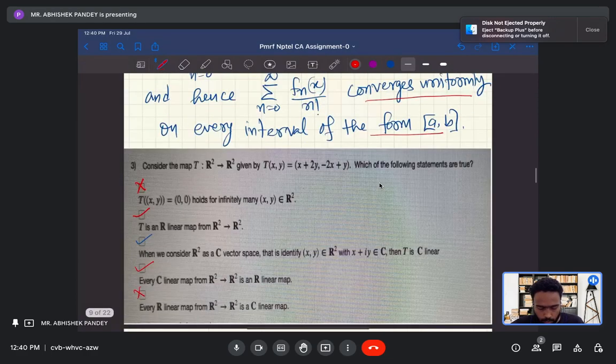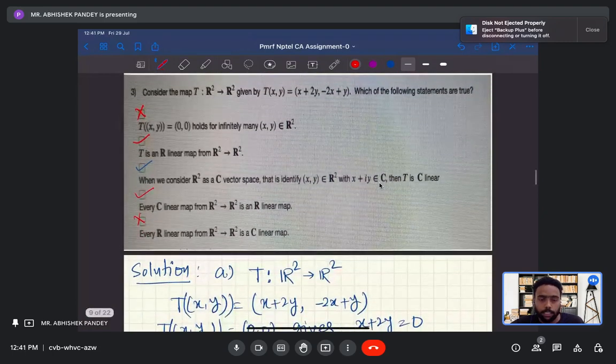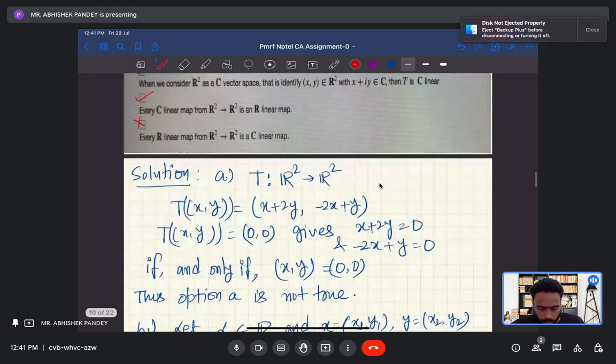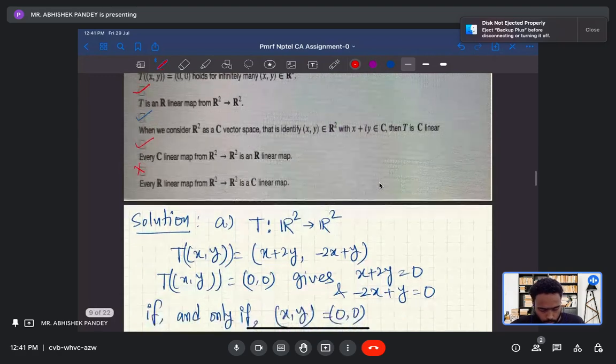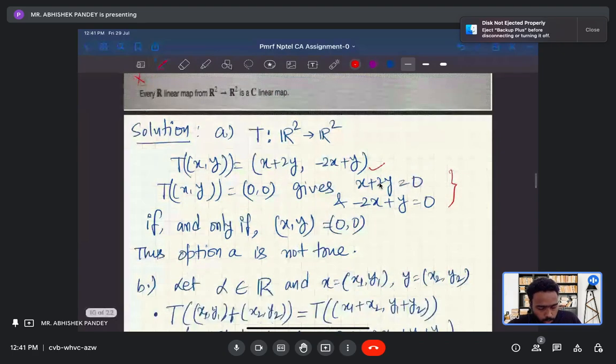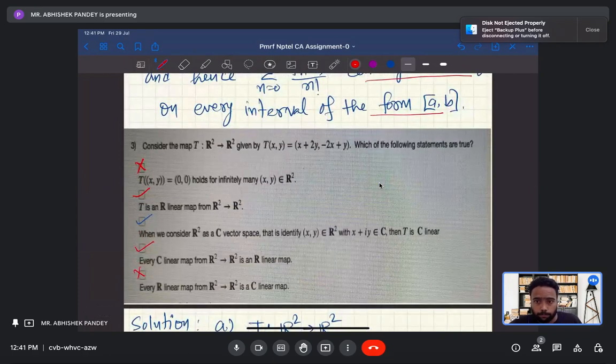Now consider the third question. It is basically based upon linear transformations, R-linear maps and C-linear maps. So the first option is: the linear transformation is defined as this. We need to check the first option. T(x,y) equals (0,0) gives x plus 2y and -2x plus y equals 0. So this is possible if and only if (x,y) equals 0. So we have only one choice, which is (0,0). Thus option 1 is not correct. Okay.